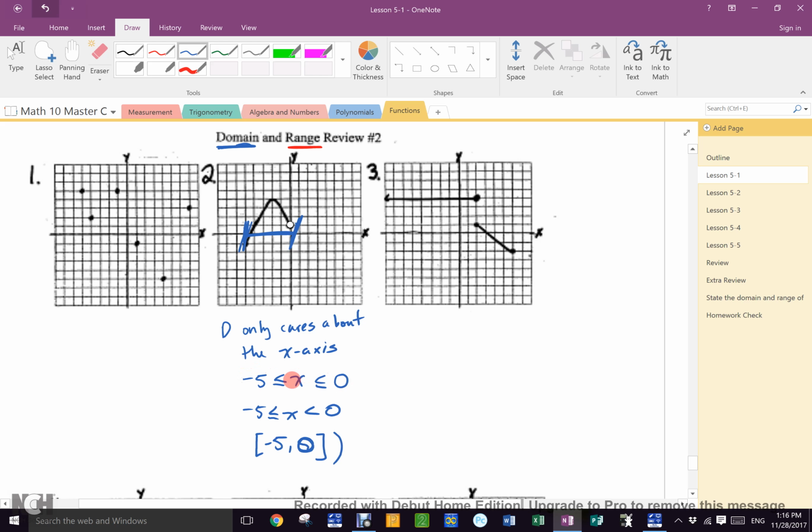This is how you must write it. Lowest number on the left. Okay? And then less thans and less thans. Everybody cool? All right. That's domain.